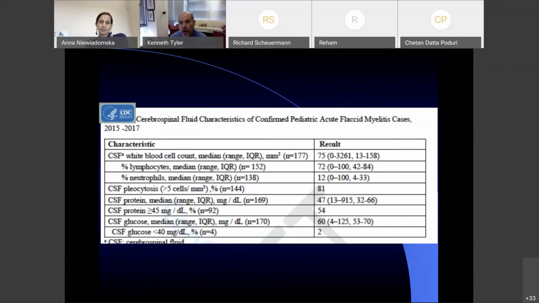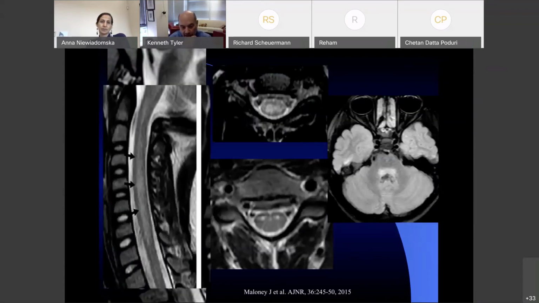So that was another piece in the puzzle, that this was likely infectious or inflammatory, along with the prodrome I mentioned. Next slide. If you looked at MRI imaging of the spinal cord of these patients, what you saw was these dramatic, longitudinally extensive lesions.